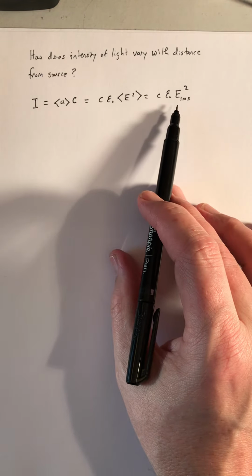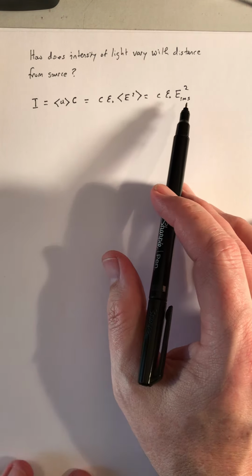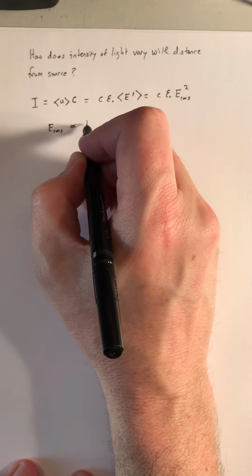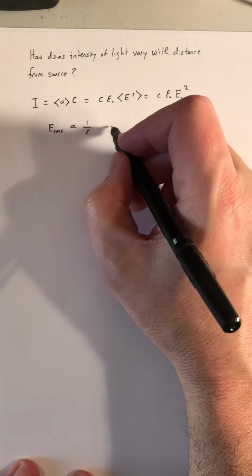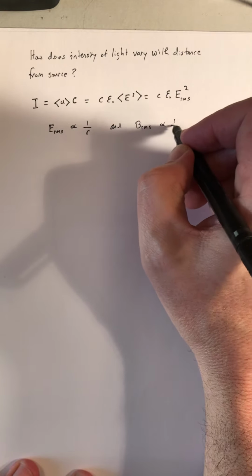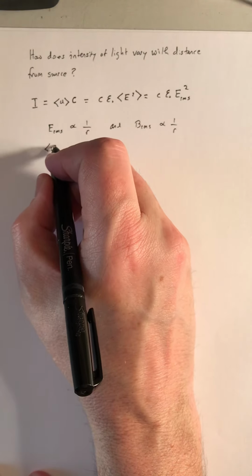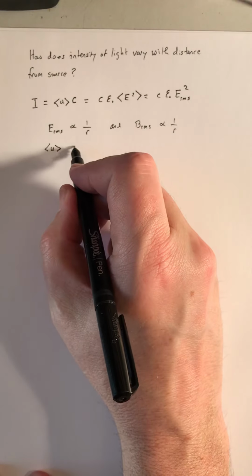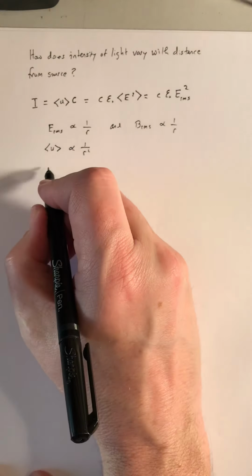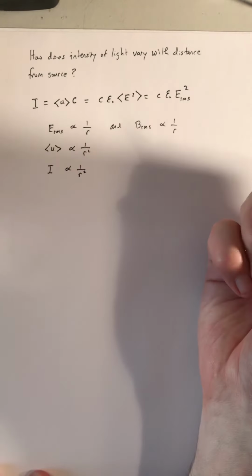All right. The amplitude of the electric field, or therefore the RMS value of the electric field, falls off as 1 over the distance. We could make the same statement about the amplitude of the magnetic field. Therefore, the average energy density falls off as 1 over the distance squared. And therefore, the intensity is proportional to 1 over the distance squared.